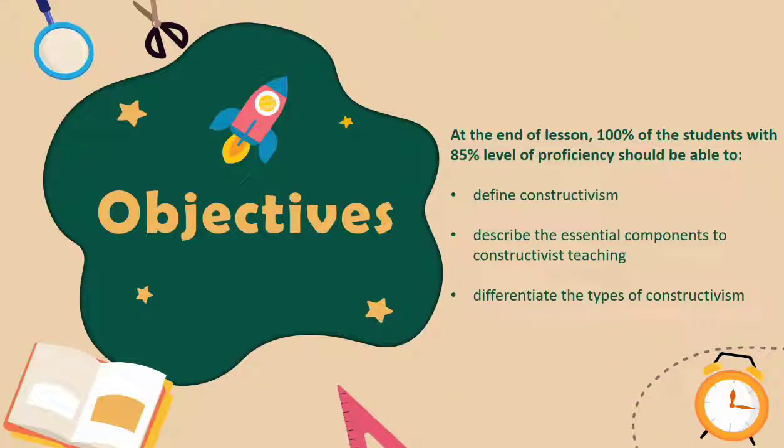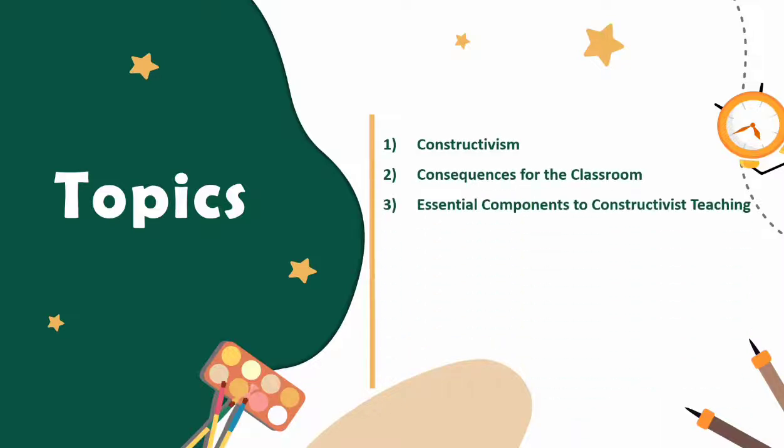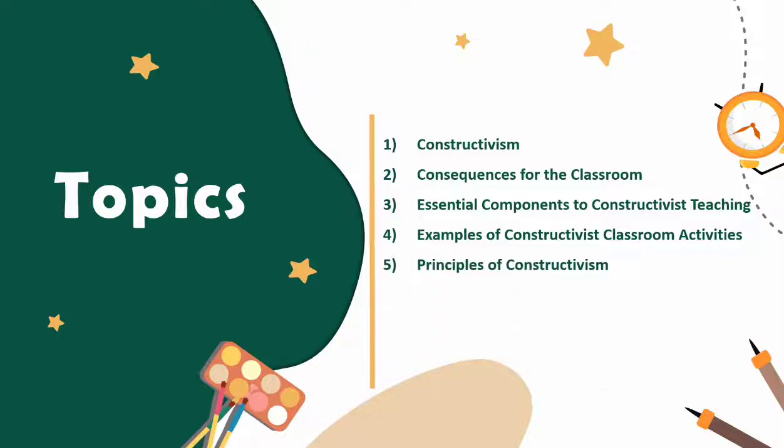Third, differentiate the types of constructivism. And create a diagram for theories of constructivism. Then, as you can see on the screen are the topics under constructivism, such as constructivism itself, of course. Second is the consequences for the classroom, followed by the essential components to constructivist teaching, then examples of constructivist classroom activities, and the fifth topic is principles of constructivism, also the types of constructivism, and lastly, the theories under constructivism.